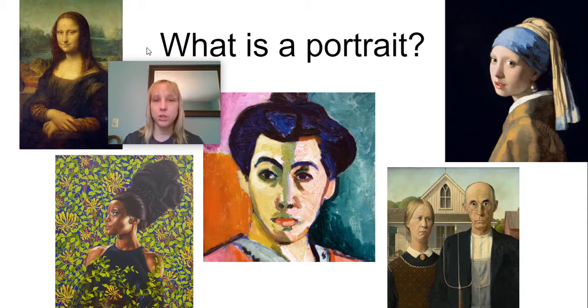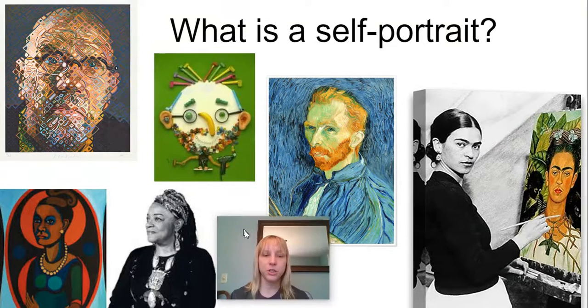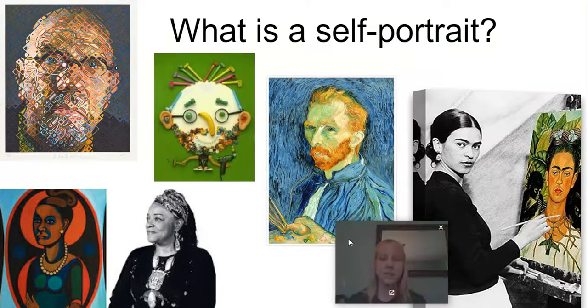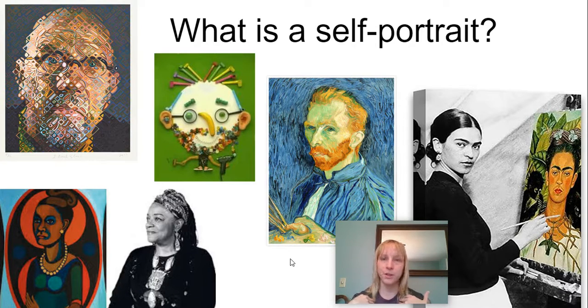So if a portrait is a drawing, a painting, an artwork of another person, then a self-portrait is an artwork, a drawing, a painting, a picture of yourself. So a portrait is drawing somebody else, and a self-portrait is when you draw or paint your own self.